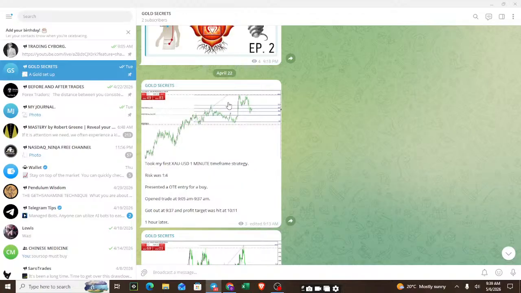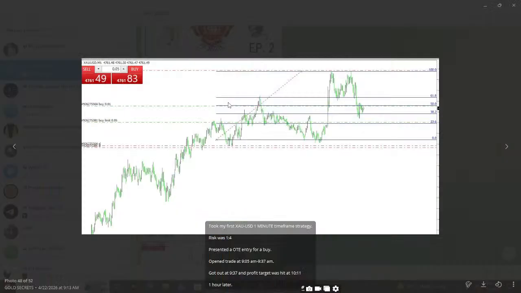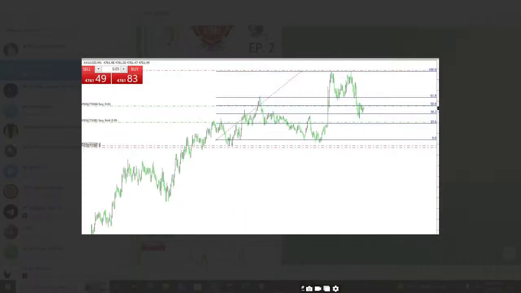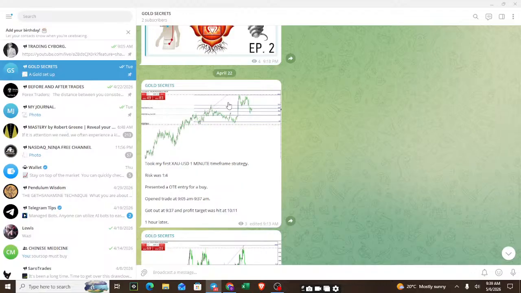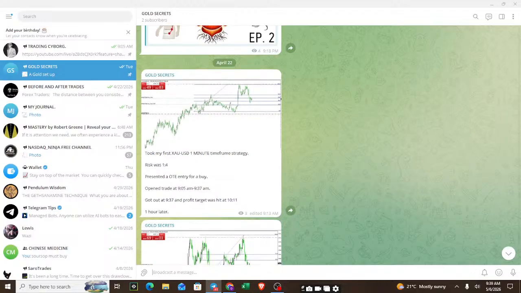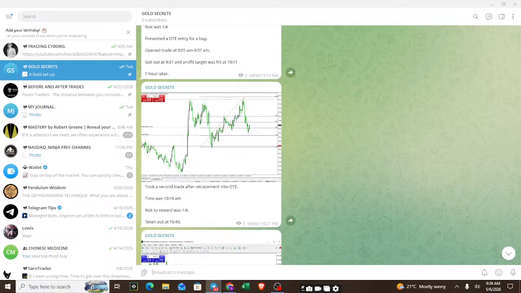You can see this is a trade I took on April 22nd. Price wicked into a sweet spot level before proceeding to a take profit. So what I like to do every day, when I am taking a trade, is quickly take a screenshot so that I can remind myself when the times are bad.